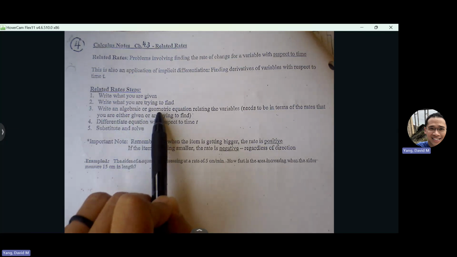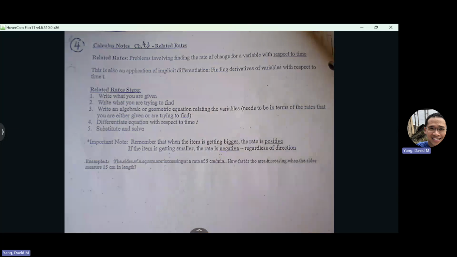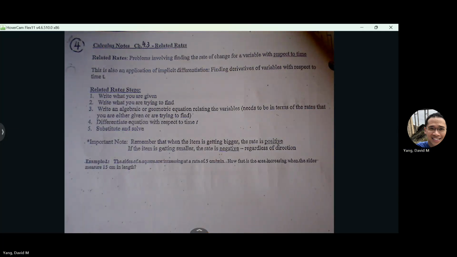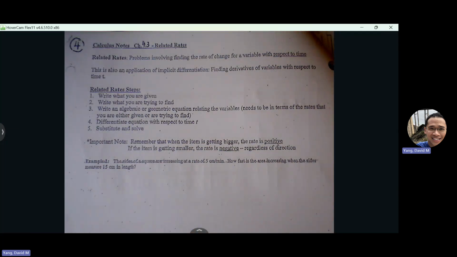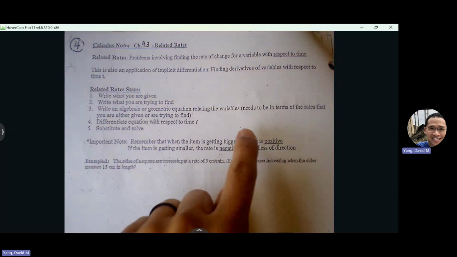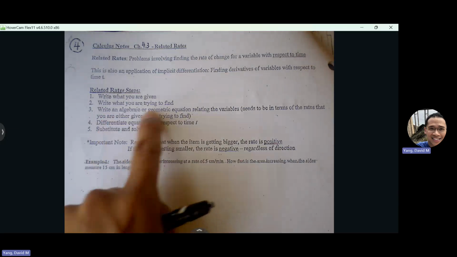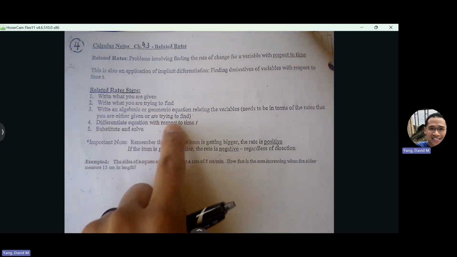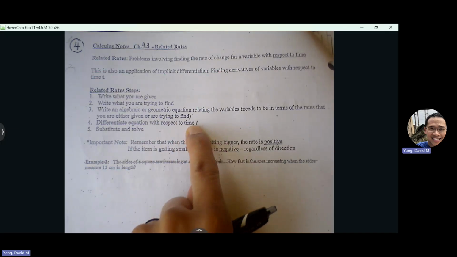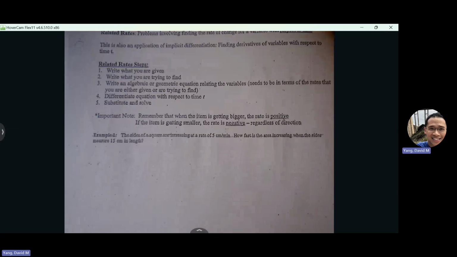Then we are always going to start off with some algebraic or geometric equation that relates the variables together. It could be the Pythagorean theorem, the volume of a cube, the surface area of a cone, or the surface area of a sphere. Once we have that starting equation, we're going to build the derivative. But as we build the derivative, every variable is now going to have a d over dt attached to it. And then we're going to substitute and solve.